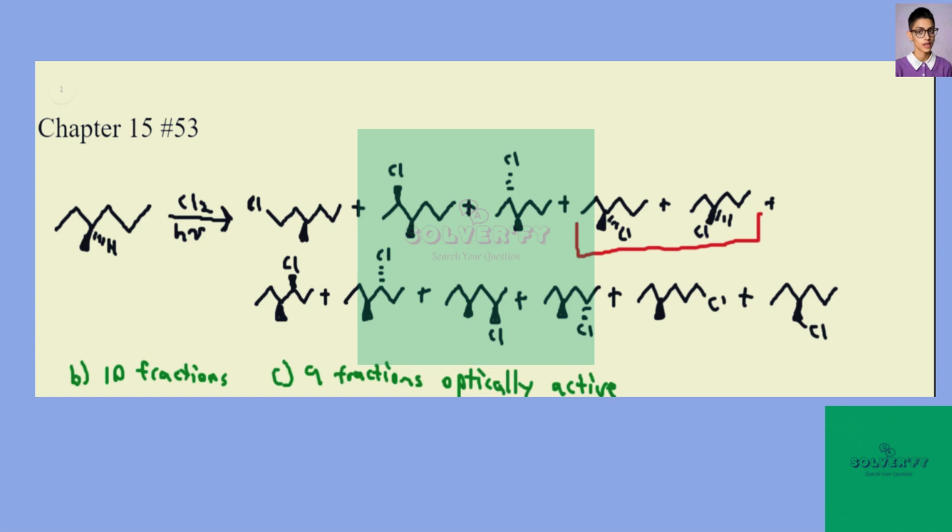Okay, again, for this problem, we get these 11 stereoisomers. 2 of them are a pair of enantiomers, and so they will come in the same fraction. So we'll have 10 fractions, and 9 of those fractions, excluding the one that's a pair of enantiomers, will be optically active. And that's the answer to chapter 15, problem number 53.